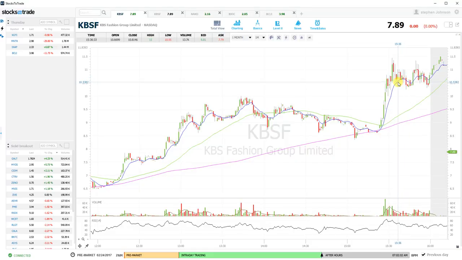So that's another example to think this has gone a bit too crazy. It's a bit too strong. I'm going to sell into this real strength. And that's how I look at the EMAs.